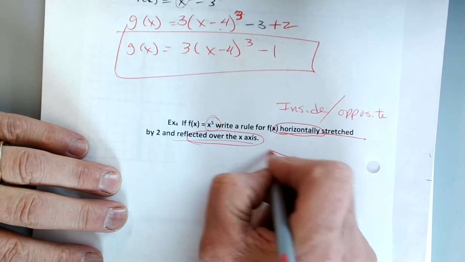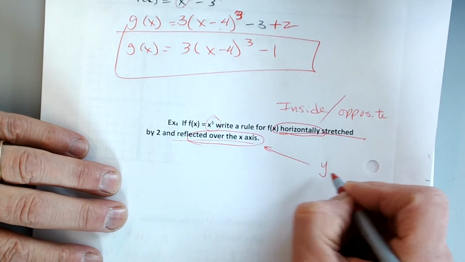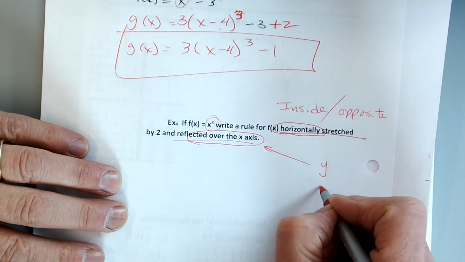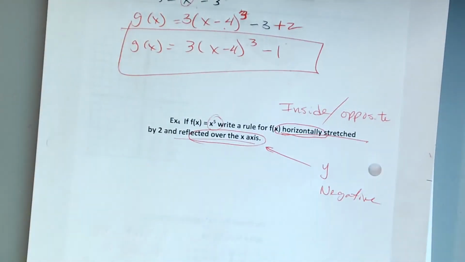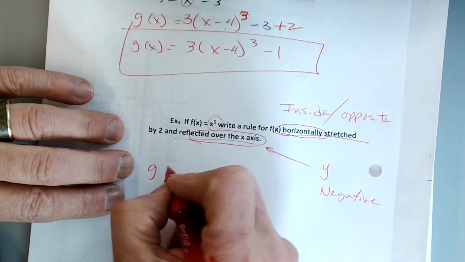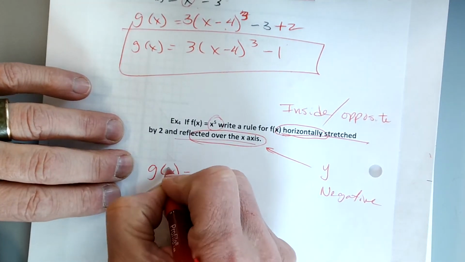Let's see. We're going to make the y's negative. So reflect over the x-axis, right? We're going to make the y negative. What does that mean? Well, I'll get you there. So let's call this g of x because it's brand new. It's not the same function. It's called g of x, not f of x, but g of x.